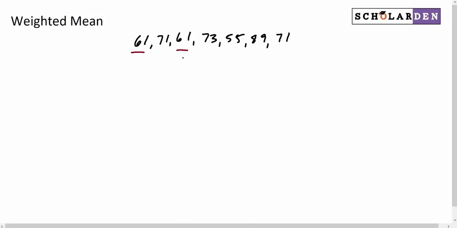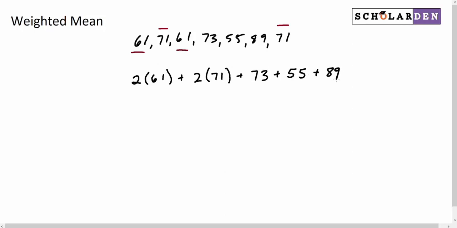Those numbers are going to be 61 and 71. Since those appear twice, we're going to weight them by 2. So here's what that looks like. 2 times 61 plus 2 times 71. And then the other numbers only appear once, so we simply add those numbers. And then we divide by how many data points there are.